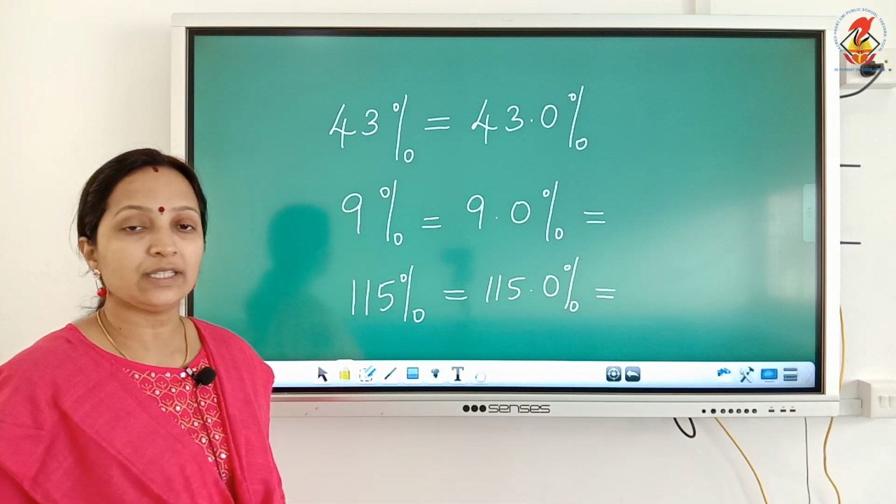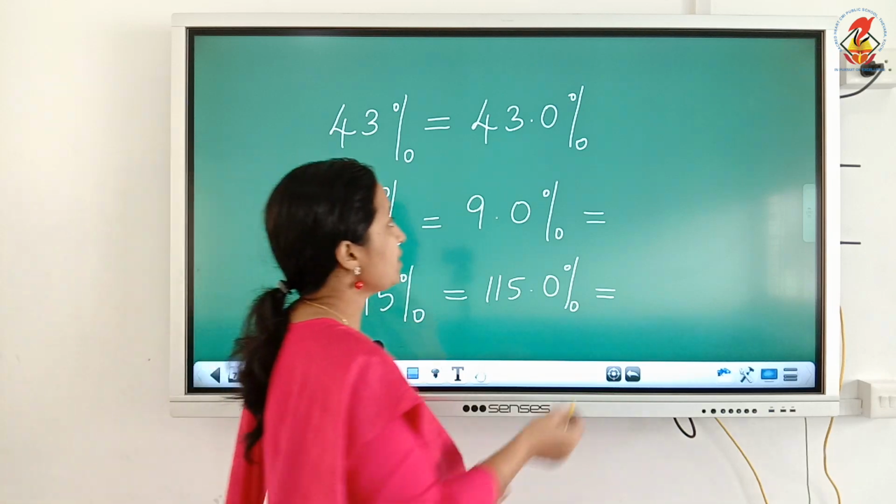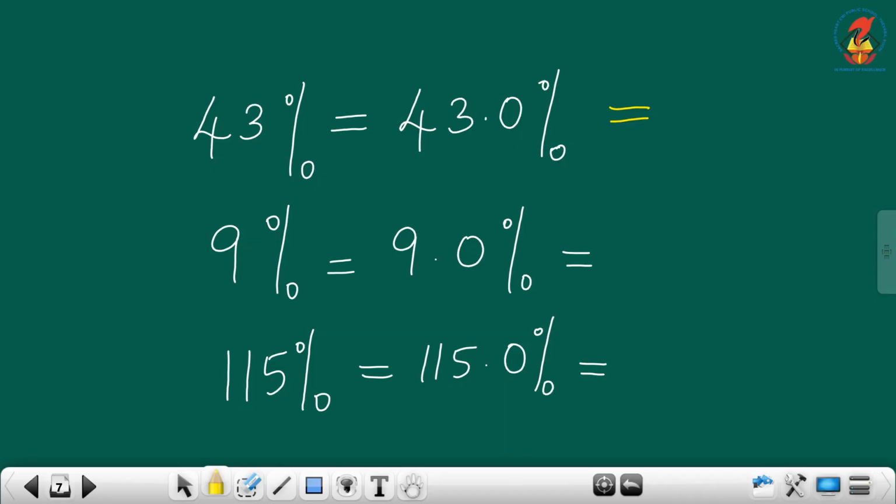43%, the same as 43.0%. Just drop the percentage sign and move the decimal point 2 places to the left side. So what will be the answer? 0.43. In the same way, 9% is the same as 9.0%. So move the decimal point 2 places to the left side. First place, second place is not there. So what we have to do? Put a 0, then only put the decimal point. If there is no number in the whole number part, there also you put a 0.